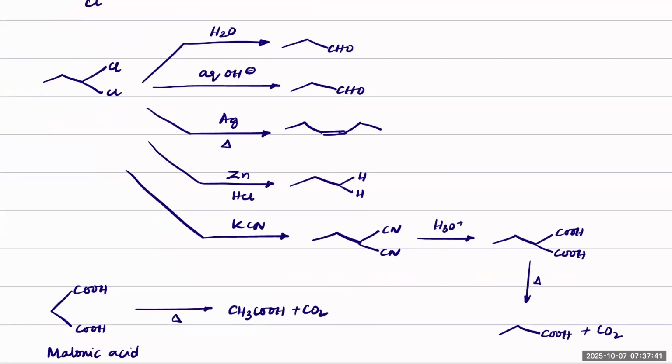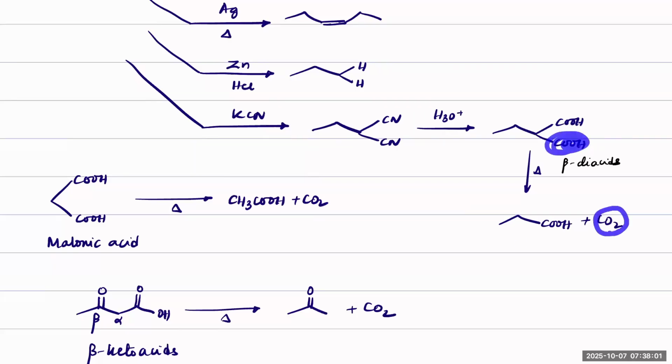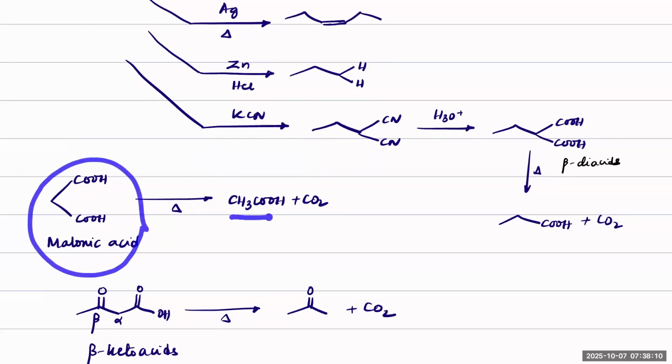Zinc with HCl, chlorine will be removed, hydrogen will come. With KCN, two cyanides will come. On hydrolysis, COOH will form. And if you have beta diacids here, this is beta diacids. Beta diacids on heating, one of the acids will convert into CO2 and the rest will be present as acid. This is the product formation. So you can see malonic acid on heating will give you acetic acid plus CO2.